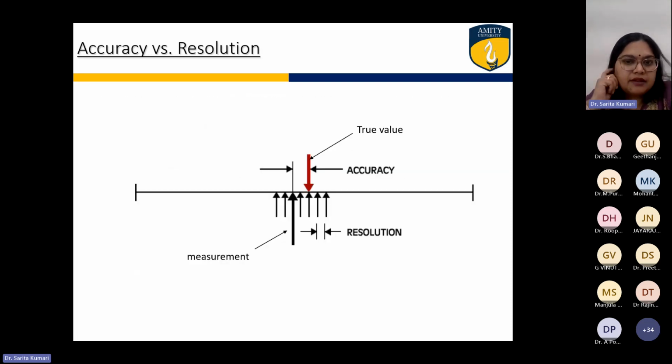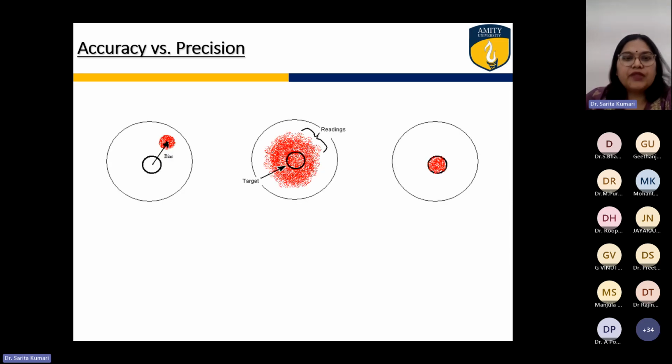I'll show here the accuracy, where this is the measured value and this is the true value. How closely the measured value is matching the true value is your accuracy, whereas resolution is how much minimum change in the input can be detected by the sensor. That gives you the resolution of the instrument or the sensor.